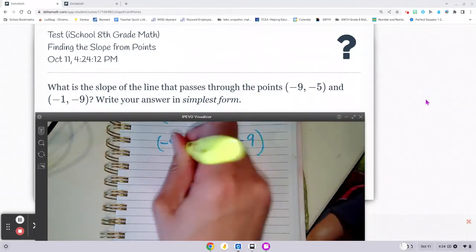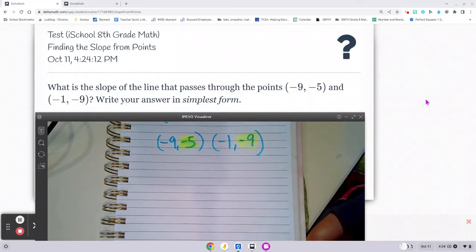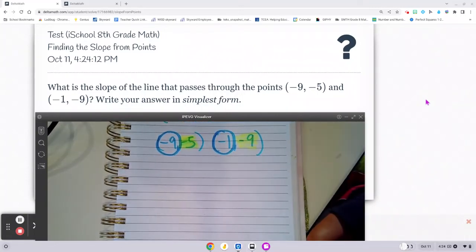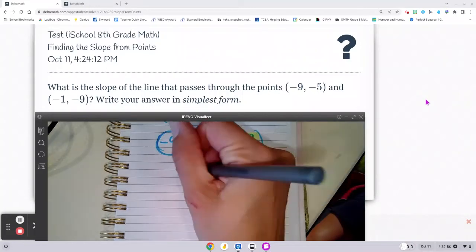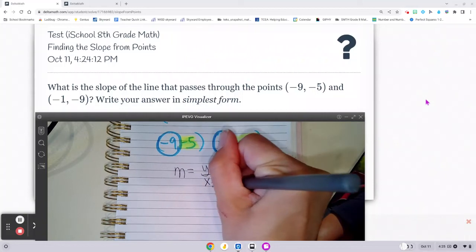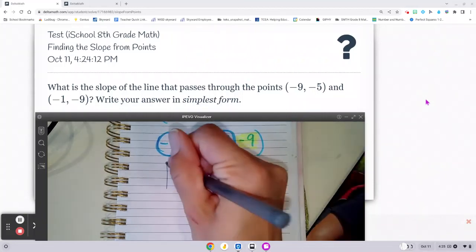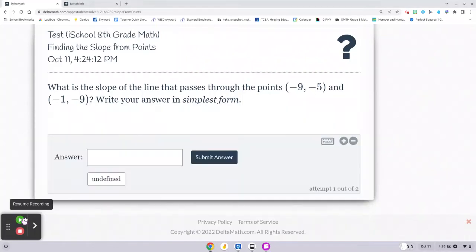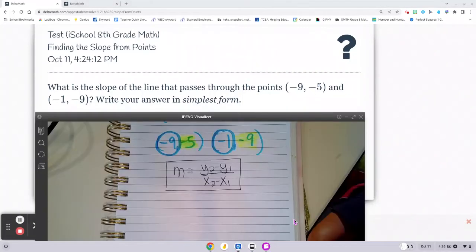So what you're going to want to do is shade or circle or highlight the y values, and then you can do the same thing with the x values, just making sure that you don't mix them up as you write them down. Okay, so the formula for slope is y2 minus y1 over x2 minus x1. This is on any formula chart, so you don't have to memorize it like that.